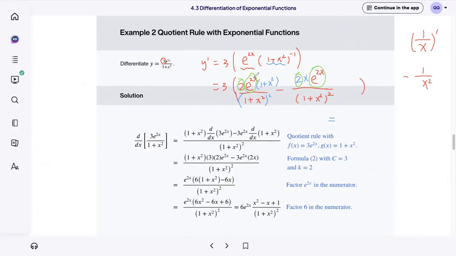2 times e to the 2x times 3, that's 6 e to the 2x. Then multiply by a fraction. The denominator is (1 plus x squared) squared. In the numerator we have x squared minus x plus 1. Usually we want to write this in order: we write x squared first, then minus x plus 1.